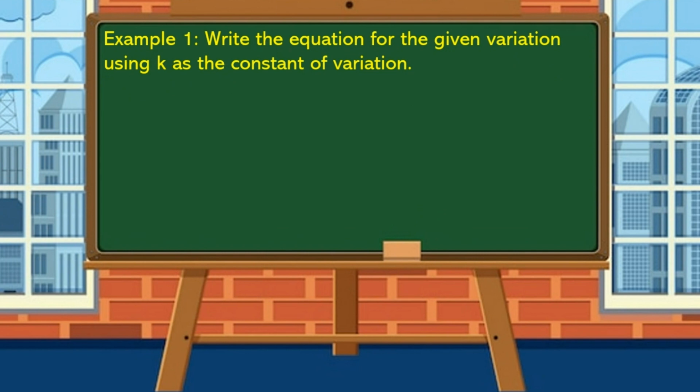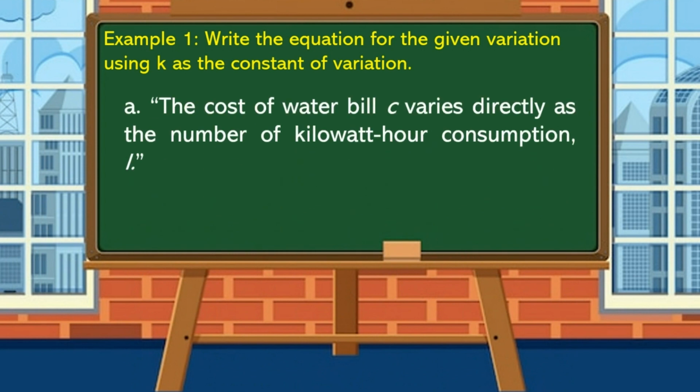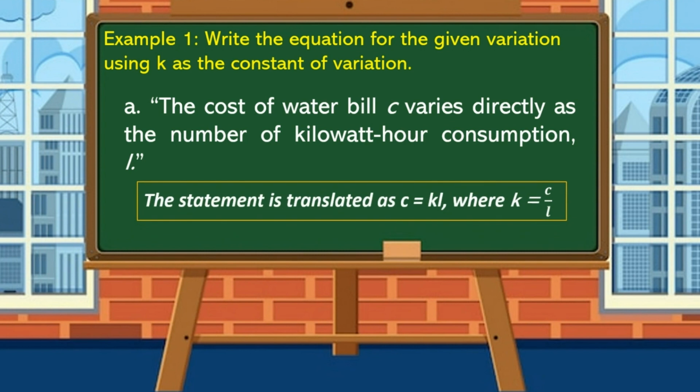Let us study the following examples. Example number 1. Write the equation for the given variation using k as the constant of variation. Let's have this one. The cost of the water bill C varies directly as the number of kilowatt-hour consumption L. The statement is translated as C is equal to kL, where k is equal to C over L.